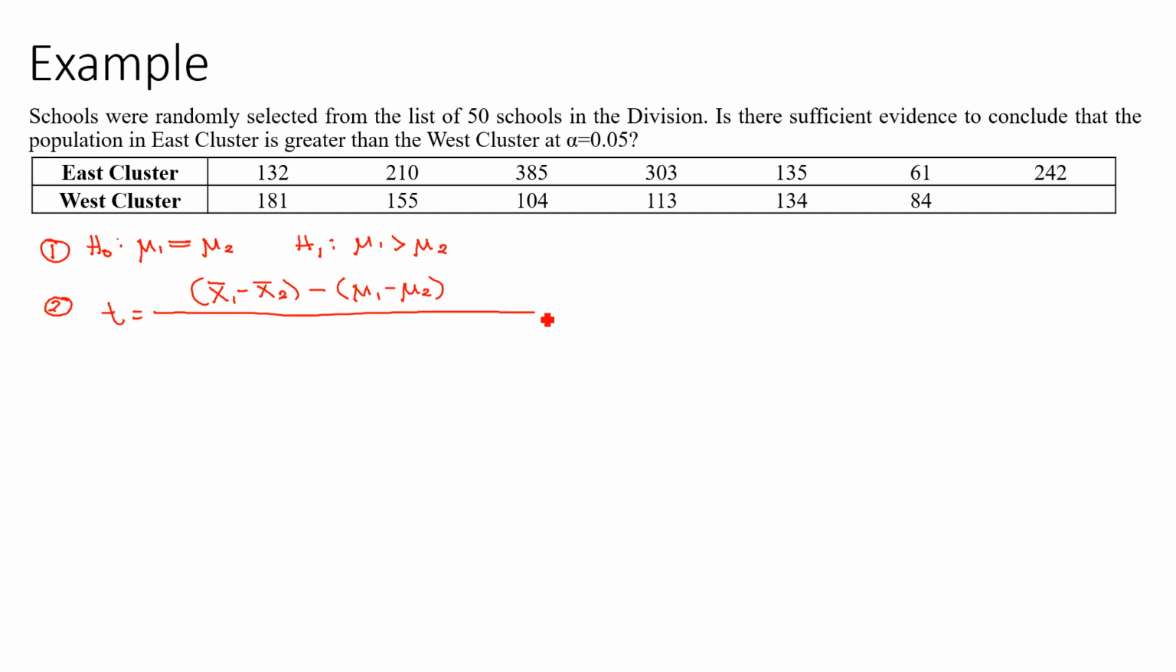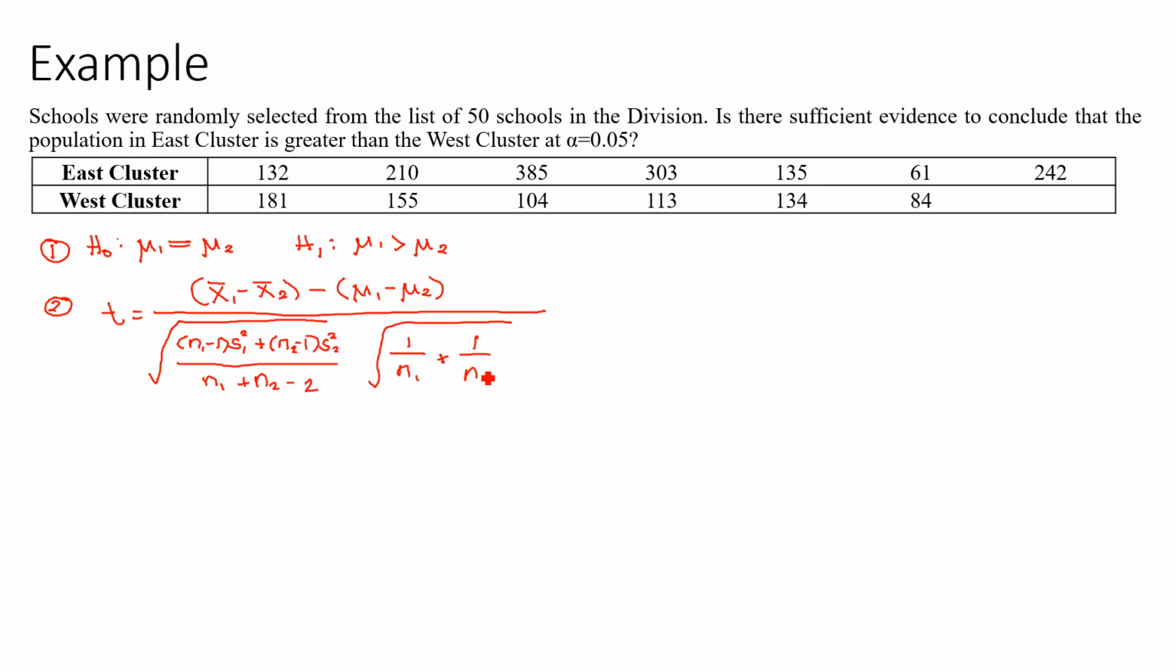the square root of the number of elements of group 1 minus 1 times the sample variance of group 1, plus the number of elements of group 2 minus 1 times the variance of group 2, all over the number of samples of group 1 plus the number of samples of group 2 minus 2, times the square root of 1 over the sample size of group 1 plus 1 over the sample size of group 2. Okay, so let's proceed to our Excel.